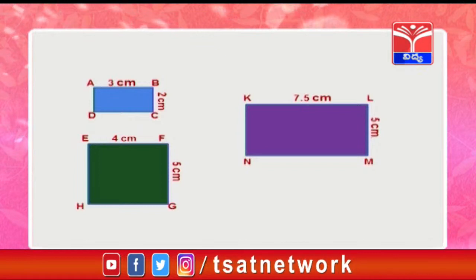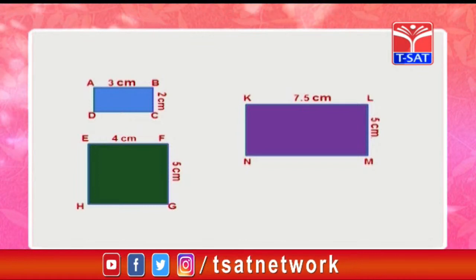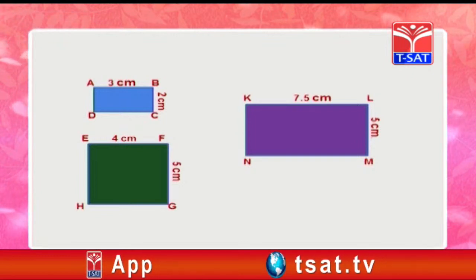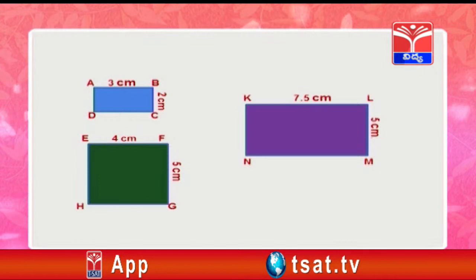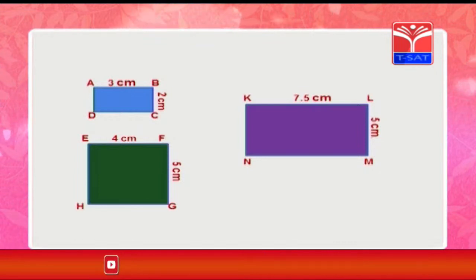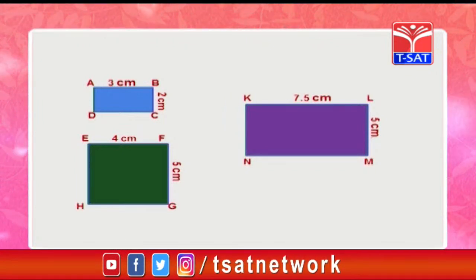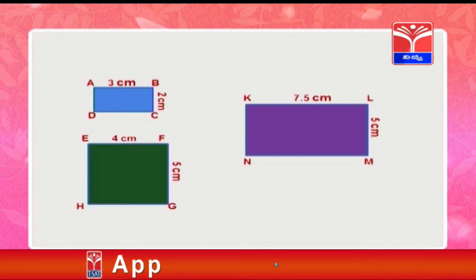Now, when we observe these rectangles closely, we can see that rectangle ABCD looks similar to rectangle KLMN, but the rectangles ABCD and EFGH do not look similar. Let us see how the ratio of their corresponding sides is.